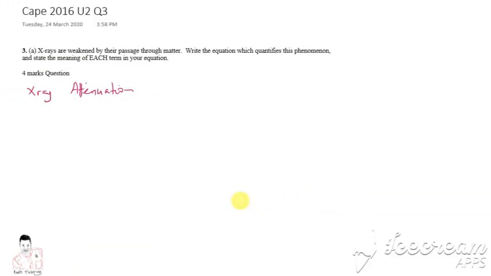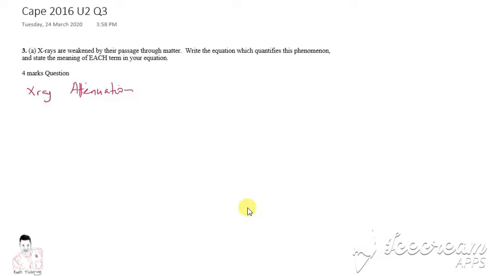Good. But now there is a particular equation that we use when it comes down to X-ray attenuation, and this possible question is basically asking us to give them the equation and to also state the meaning of each of the terms that are used in the equation. So firstly, let's think about that equation.